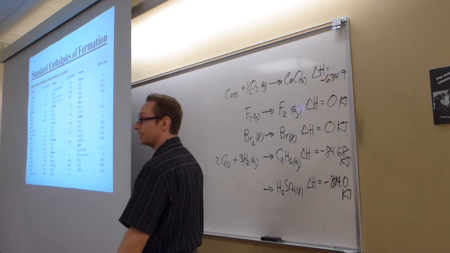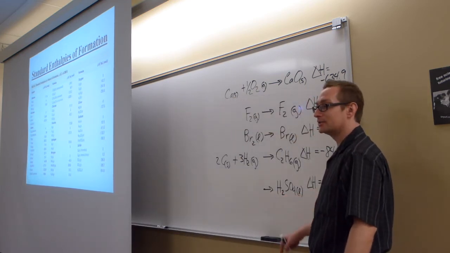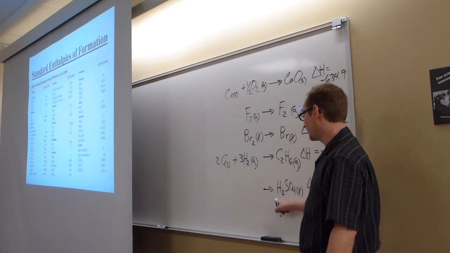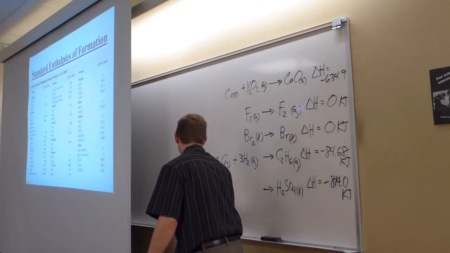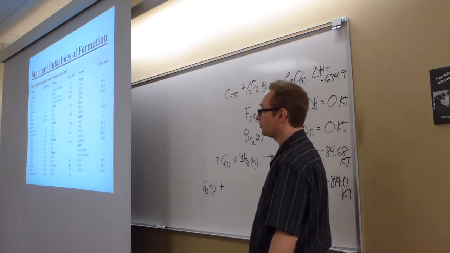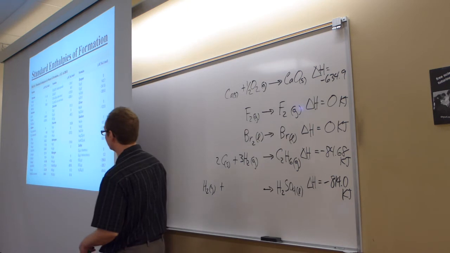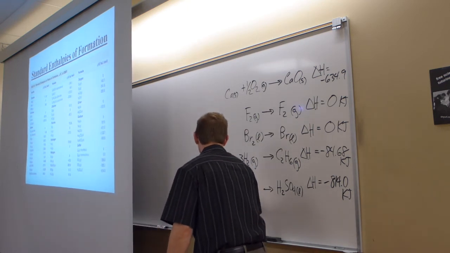What are my standard elements? Well, what elements do I have in the formula? H2SO4. I've got H2 gas, right? For sulfur, what's my standard form of sulfur? Again, I can look at the table here. Rhombic sulfur, S8.